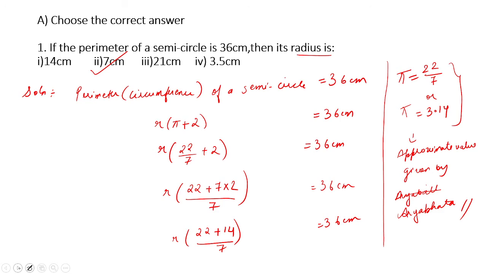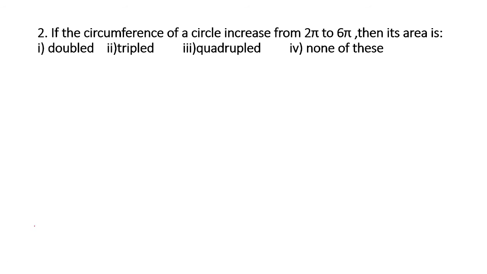Clear? Now let's go with the next question. All right, the next question is, if the circumference of a circle increases from 2 pi to 6 pi, then its area is doubled, tripled, quadrupled, means 4 times, increased 4 times. Okay, so let's say first thing, solution. What is given? The circumference of the first circle is equal to 2 pi.